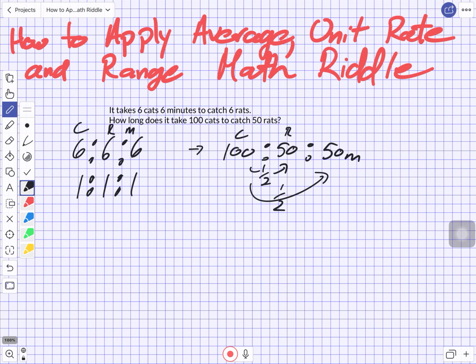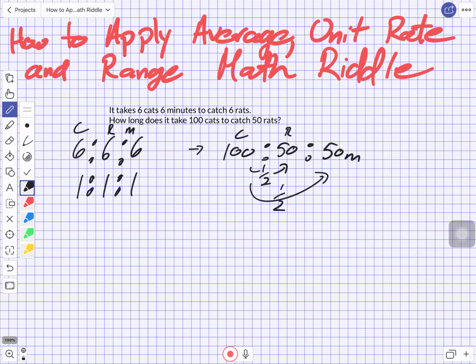Well, at first glance, this really does seem like a unit rate question, where you might just say, okay, well, here's cats to rats to minutes, 6 to 6 to 6, which is the equivalent of 1 to 1 to 1. So you may think, oh, okay, if this is the average, it takes 1 cat 1 minute to catch 1 rat.